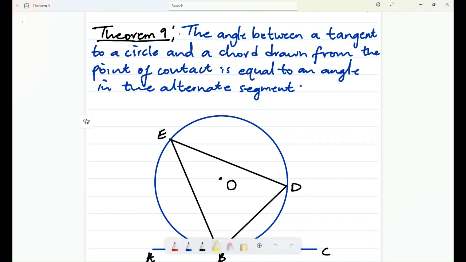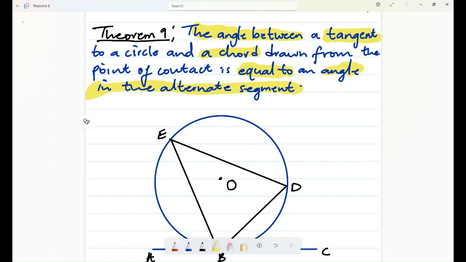In today's video, we're going to look at Theorem 9, and it states that the angle between a tangent to a circle and a chord drawn from the point of contact is equal to an angle in the alternate segment. I repeat, the angle between a tangent to a circle and a chord drawn from the point of contact is equal to an angle in the alternate segment.